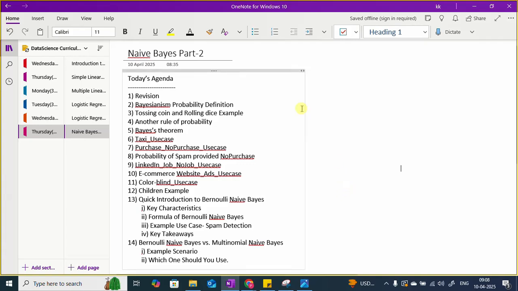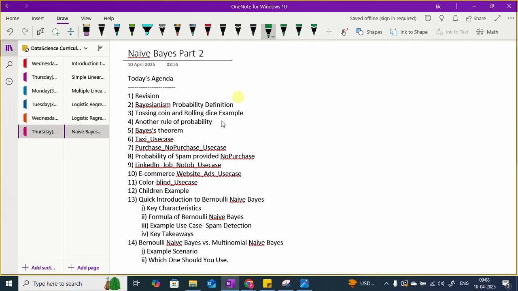Almost a lot of use cases. How many use cases can you tell me? Starting from here, another taxi use case. Yes, starting from here up to this one. Almost the children example also. Then we'll try to cover a quick introduction to Bernoulli Naive Bayes.